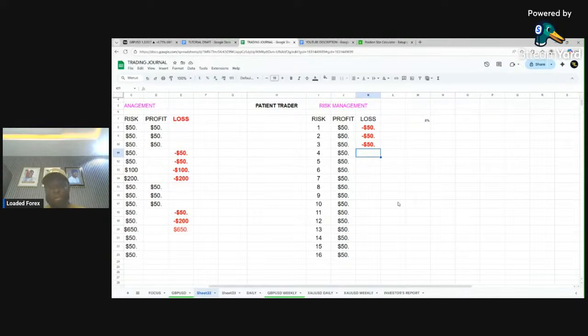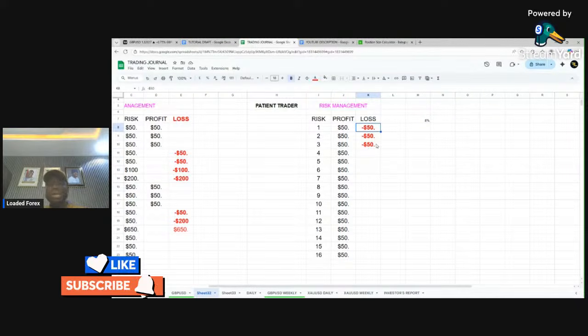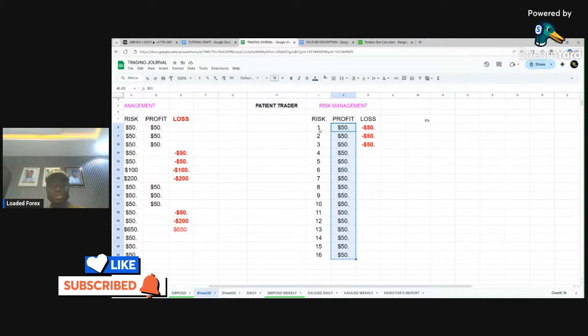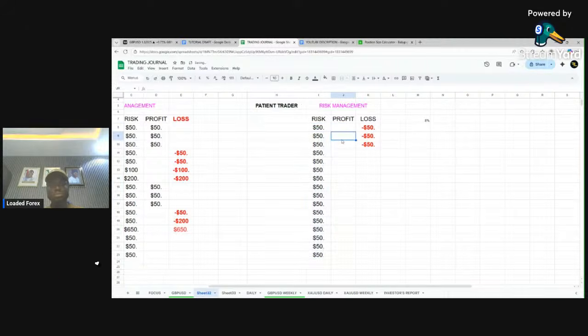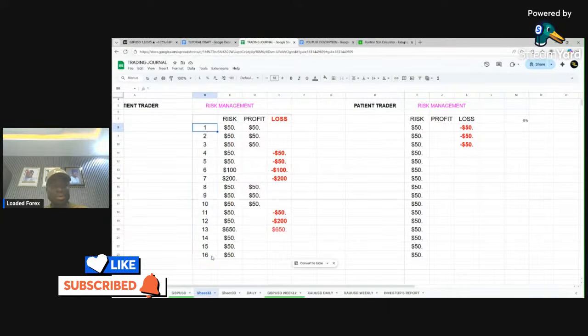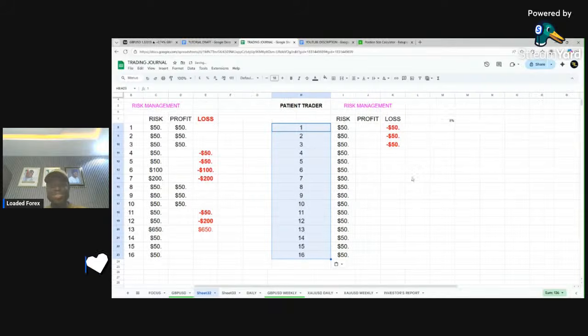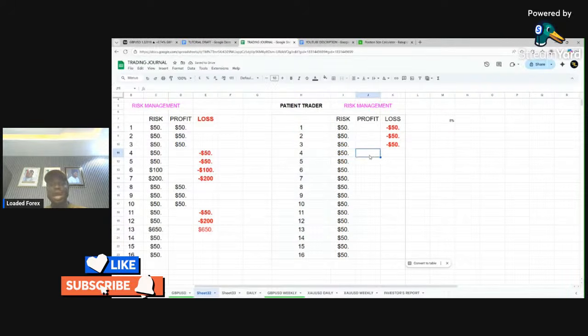It's not possible for me to lose 16 trades in a row. It is possible for me to lose 3 trades in a row, but it's not possible for me to lose all these 16 trades in a row. You understand? It's not possible. So my next trade right now, let me put the numbers. Now, my fourth trade, I'm so lucky, right?